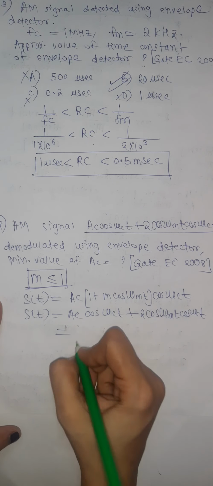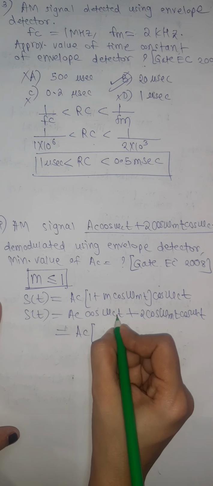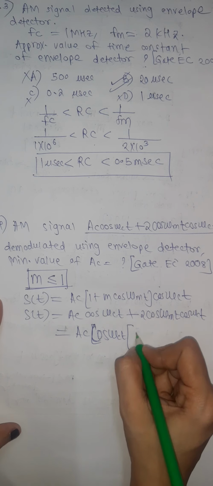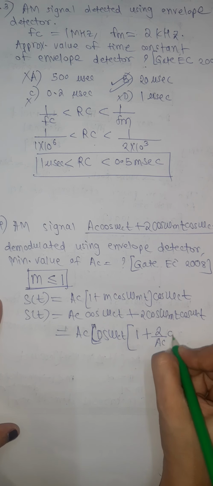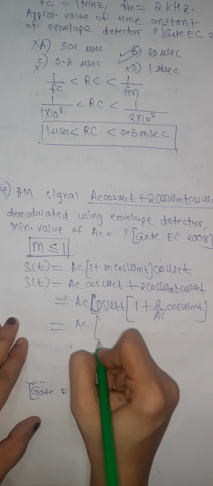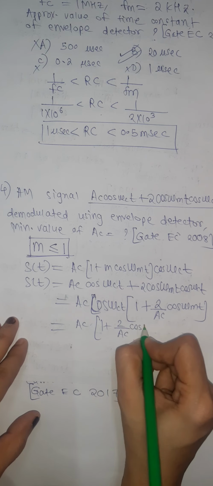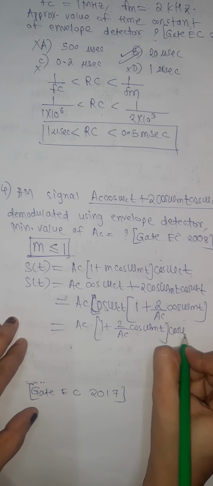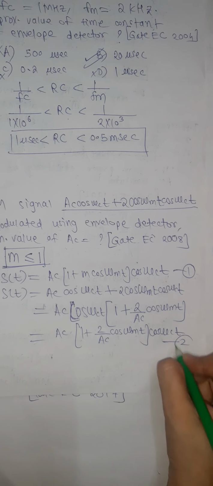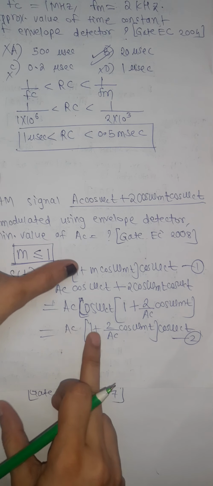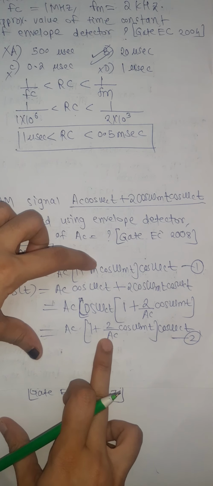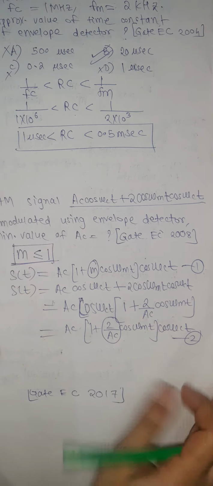Now take AC common, and take cos of omega ct also common. So if I take AC cos of omega ct common, then we will get 1 plus 2 divided by AC cos of omega mt. Rearranging, AC 1 plus 2 by AC cos of omega mt and cos of omega ct. Now compare equation 2 with equation 1, AC 1 plus m cos of omega mt cos of omega ct. So m here is 2 by AC.